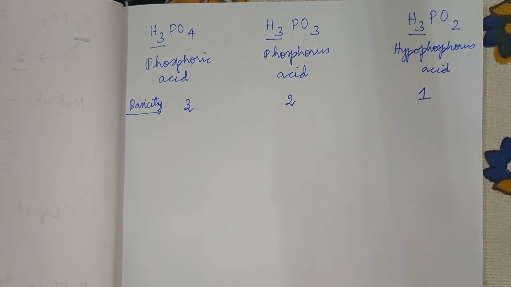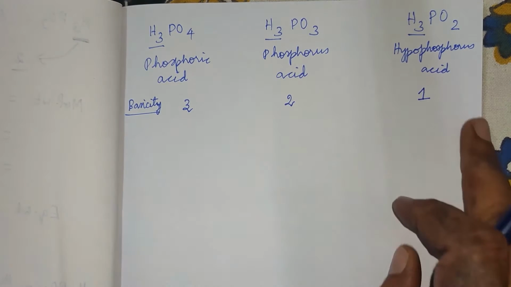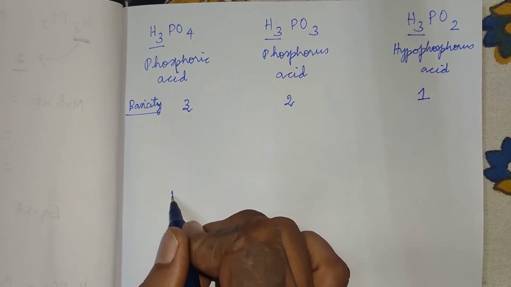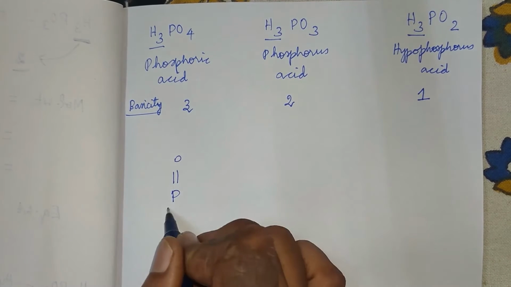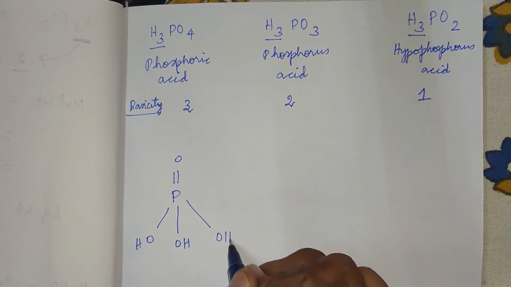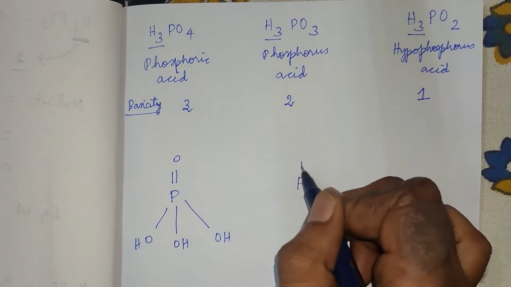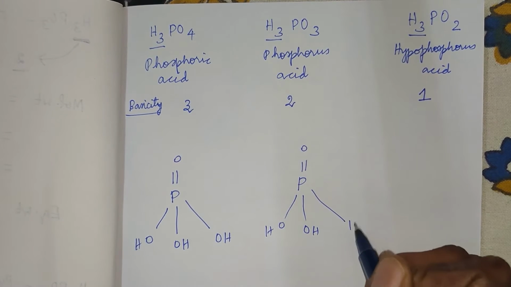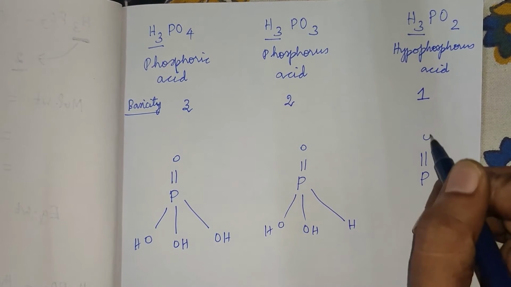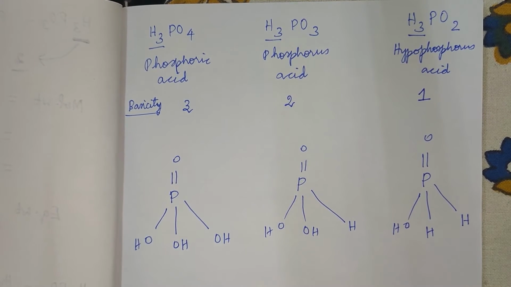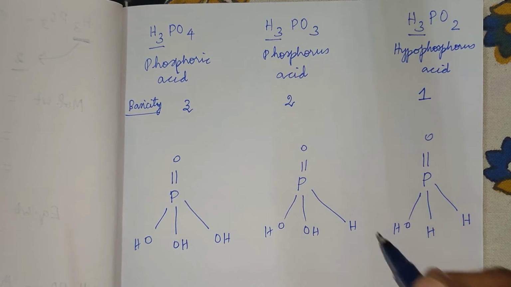I am going to give why there is a variation in the basicity. Now I am going to look at the structures of these 3 acids. The first acid I am going to draw the structure here. Right? Now this is the structure of phosphoric acid, and this is going to be the structure of phosphorous acid, and this is going to be the structure of hypophosphorous acid.